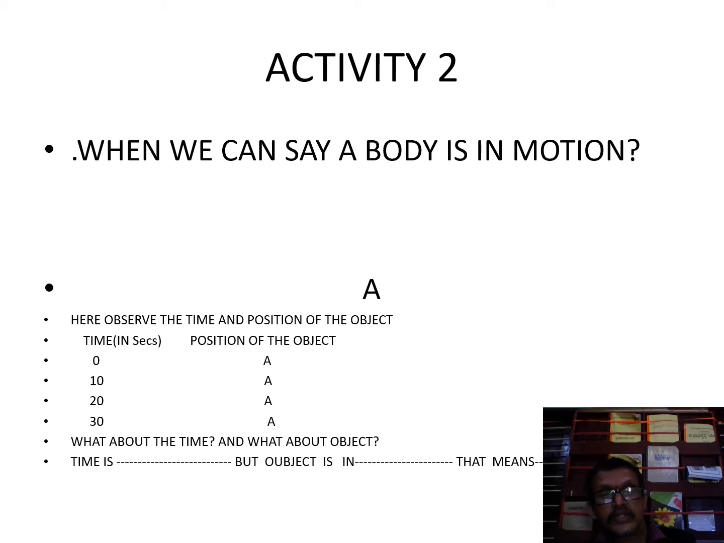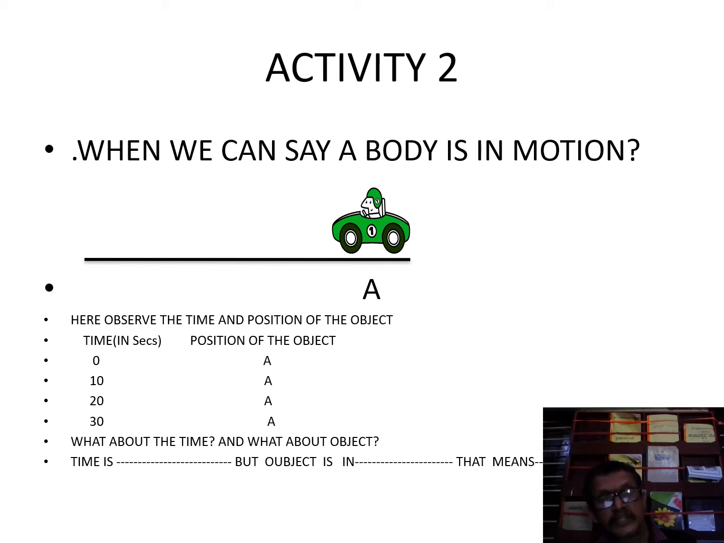Here, activity 2. Observe here, a car is there at A at 0 seconds. The position of the object is at A. Now after 10 seconds, the position of the object is still at A. After 20 seconds, the position of the object is still at A. After 30 seconds, the position of the object is still at A.